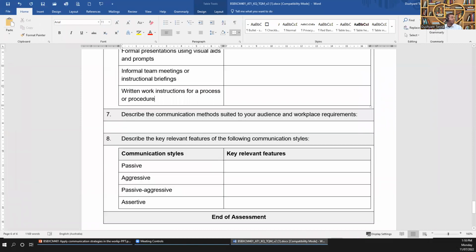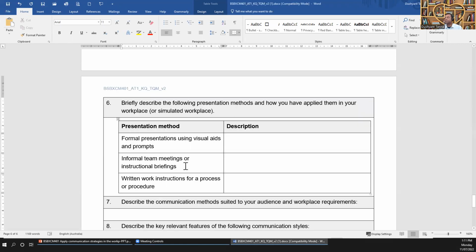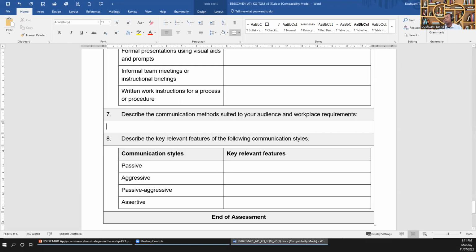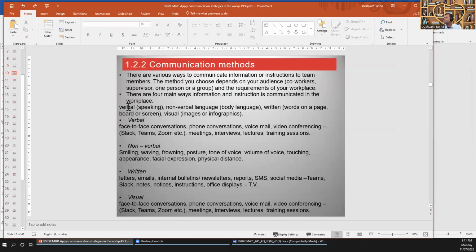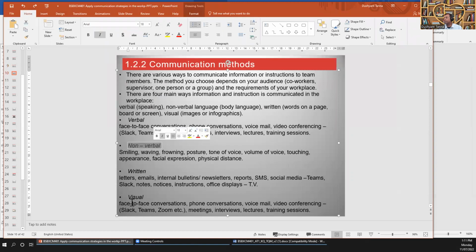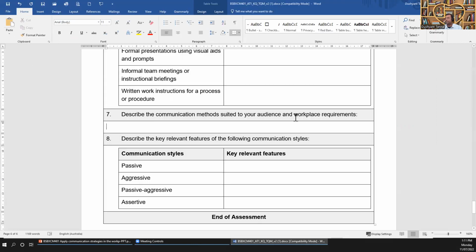Describe the communication method suited to your audience and workplace requirement. Here you can talk about verbal, non-verbal, and all that. There you go. Verbal, non-verbal, written, or visual. Write some example of each of them. Describe the communication method suited to your audience and workplace requirements.